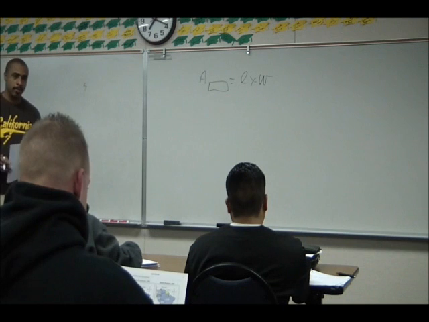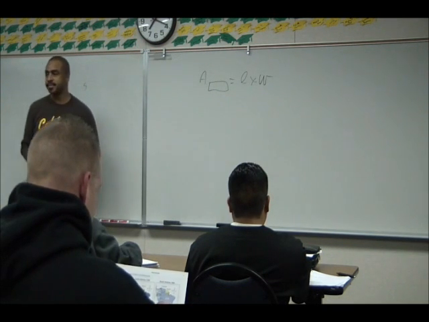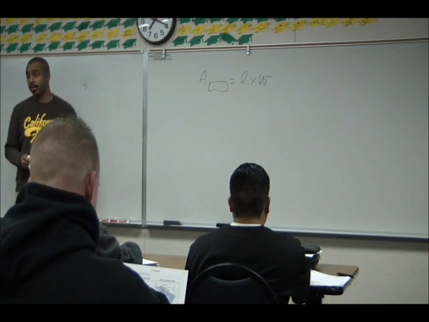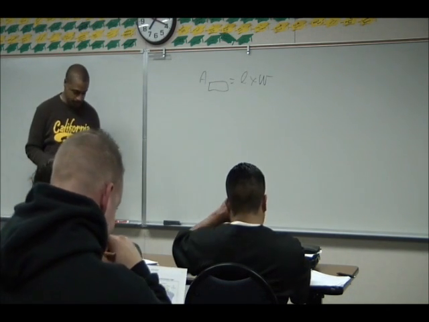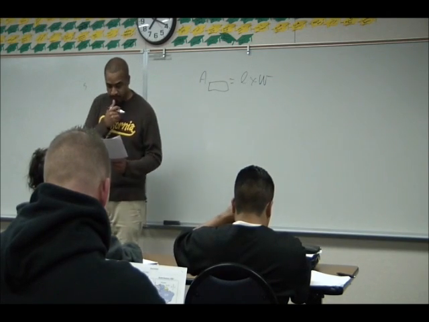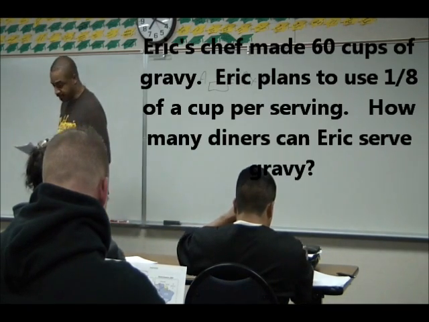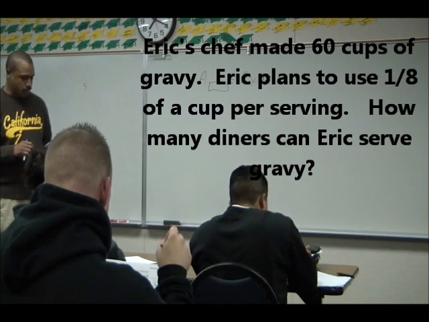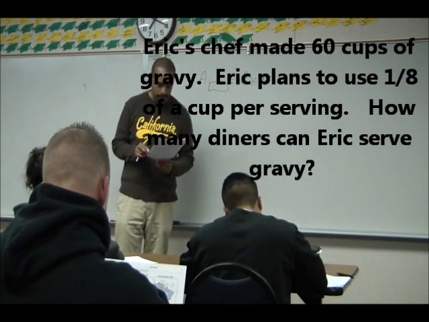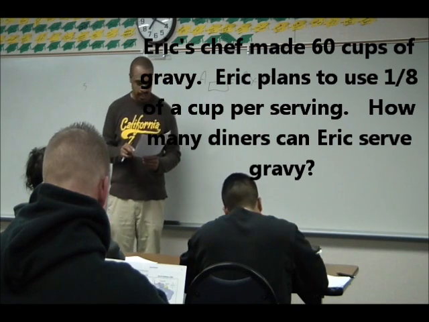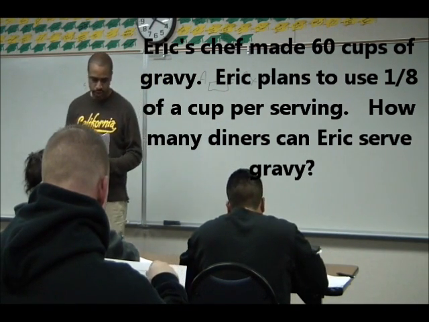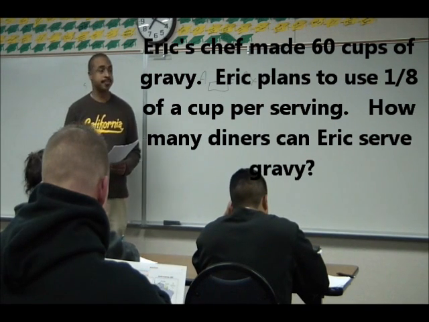How do we know that that measurement is a rectangle? One side's longer than the other. So pretty straightforward, okay? Number 2, Eric's chef made 60 cups of gravy. Eric plans to use 1/8 of a cup of gravy per serving. How many diners can Eric serve gravy to?